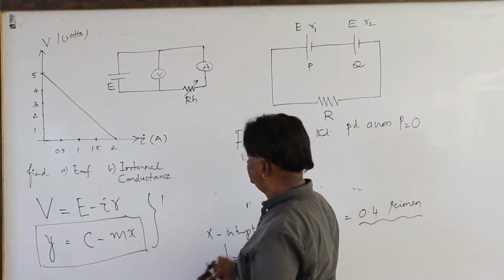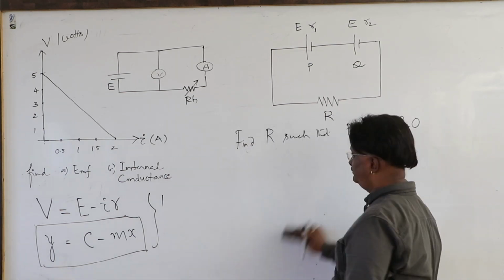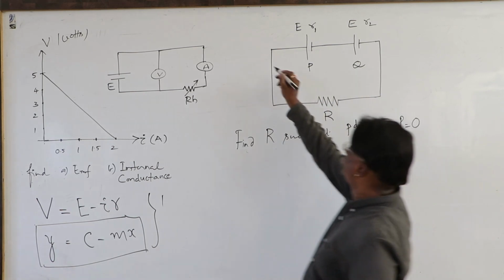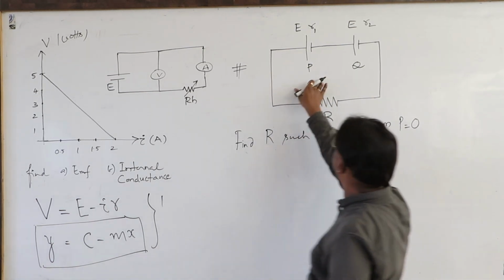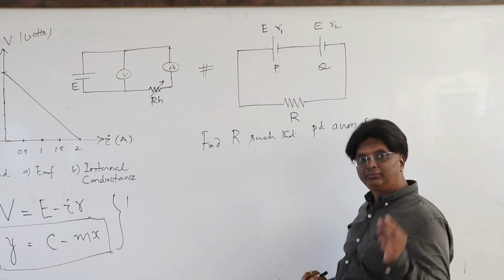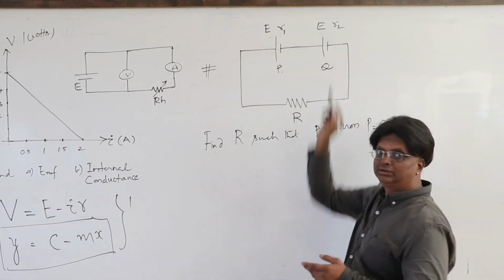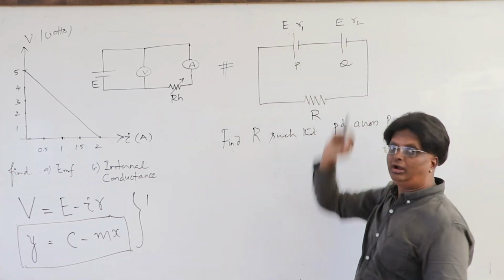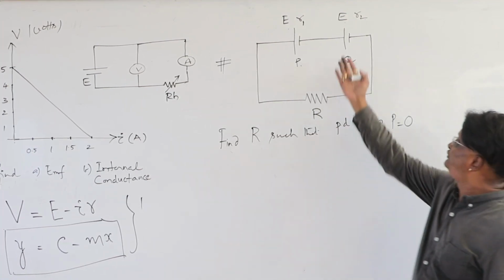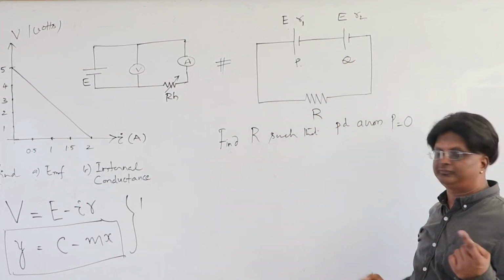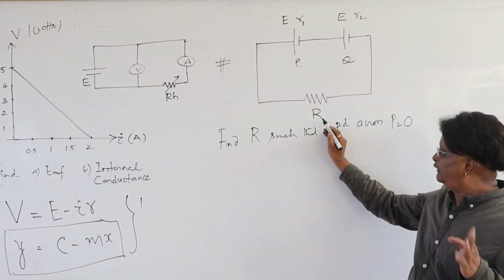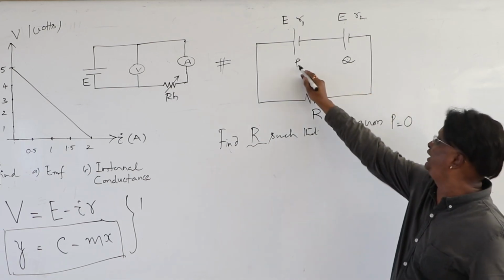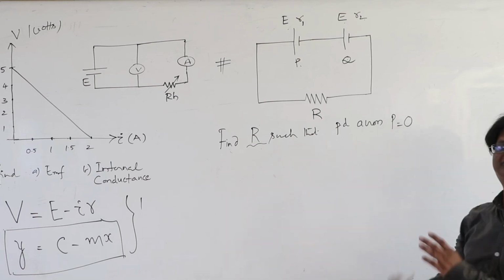Same concept of V equal to E minus Ir. Look, this is the question. The question says P and Q are two cells of EMF, each capital E, but internal resistances are R1 and R2. Now this combination is connected to an external circuit of resistance capital R. Now the question is that find R such that the PD across the cell P will be 0.